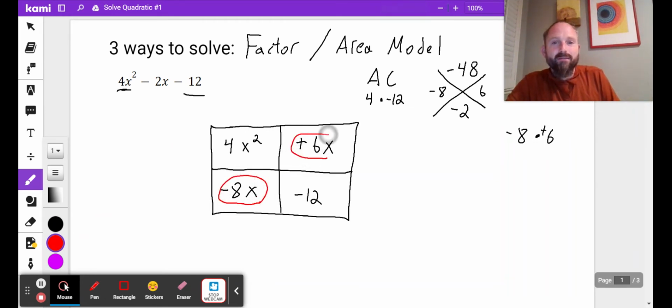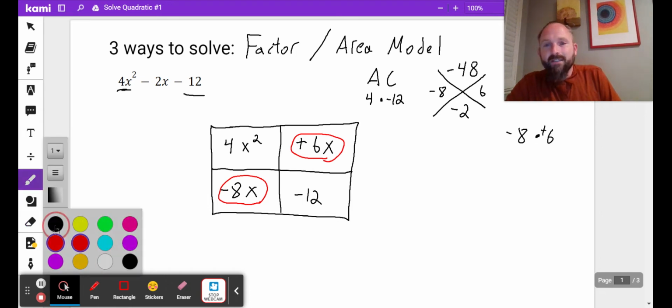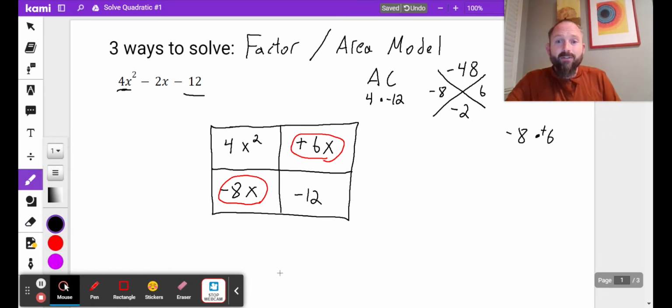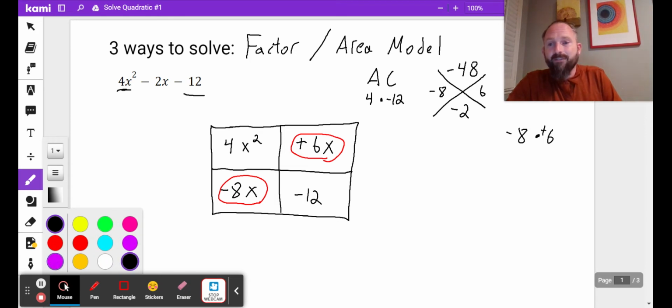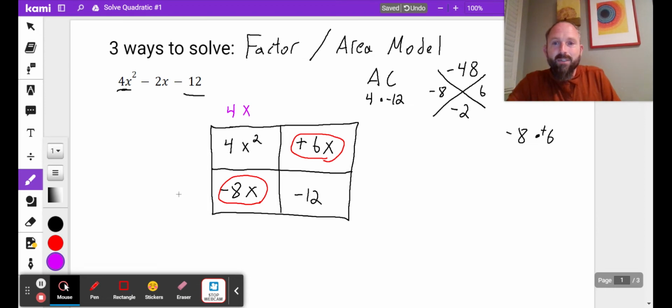That was step 2. Step 3 is now we just have to figure out what we are factoring. Well, if I factor out a 4, now I'm going to do this wrong. I'm going to show you. If I factor out a 4x, then this has to be 4x times negative 2. And then negative 2 times what equals negative 12? Positive 6. And so if this can be an x right here, we get 4x plus 6 and x minus 2.